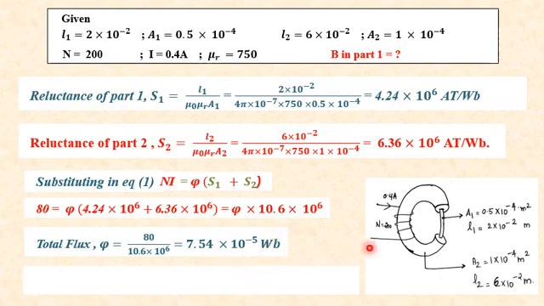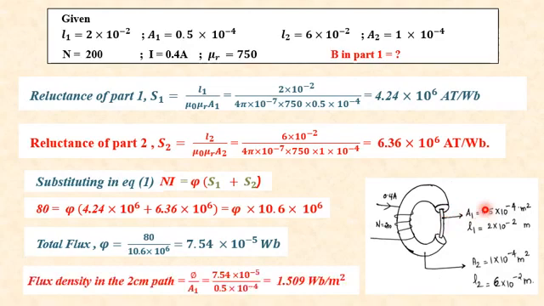But in the question it is asked to find the flux density in part 1. So flux density is flux by area of cross section. So flux density in the 2 cm path will be equal to flux phi by A1, that is the area of cross section of the 2 cm part. So we will be getting it as 1.509 Weber per meter square.